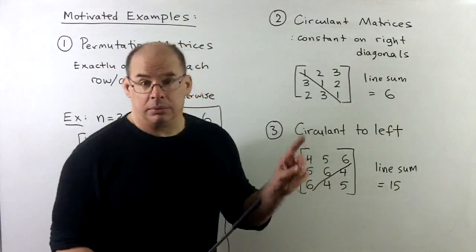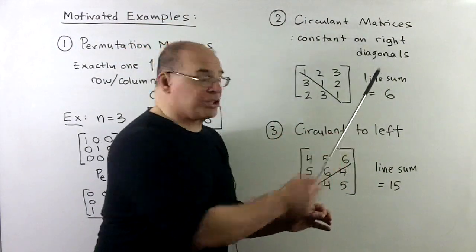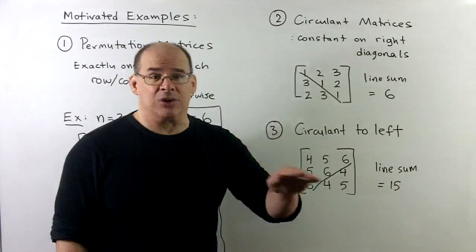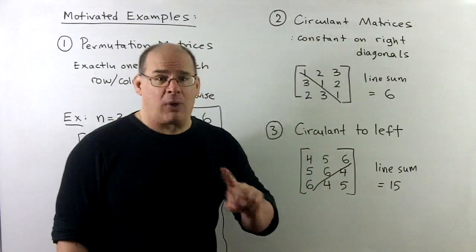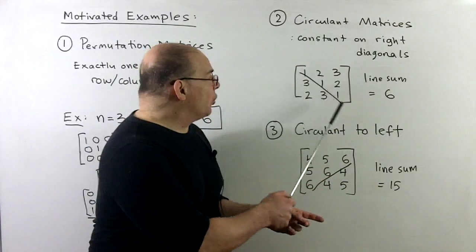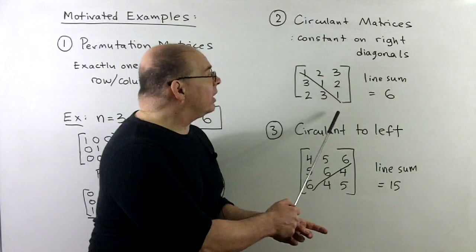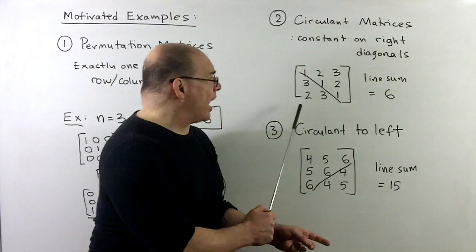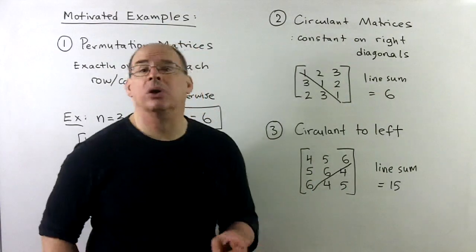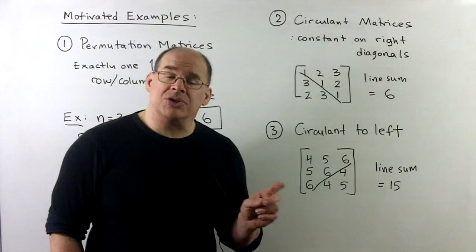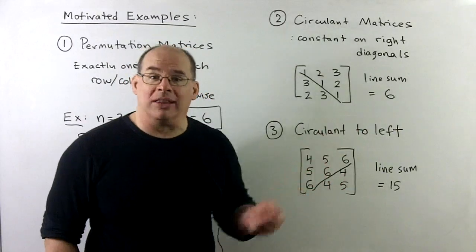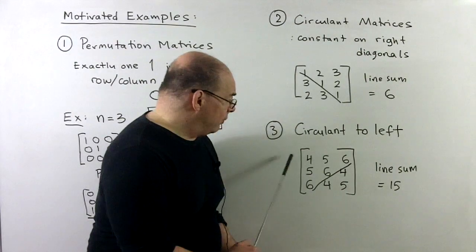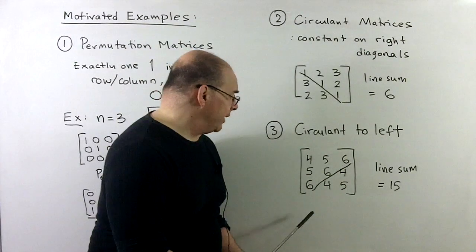Another example, we have circulant matrices. So these are going to be matrices which are constant on diagonals going to the right if we allow for wrapping around. And so for instance, for this example here, we see we have line sum equal to 6 in all directions. Variation, I also want circulant but going along left diagonals. And so here in this example, we see along any row or column, we sum up to 15.